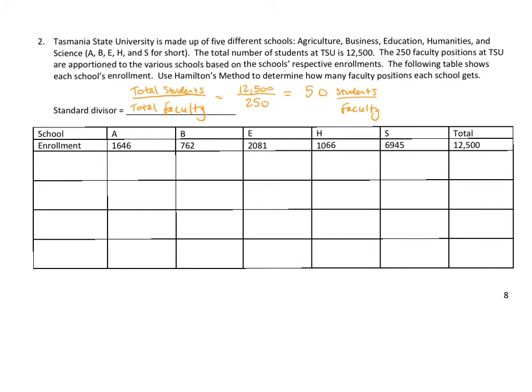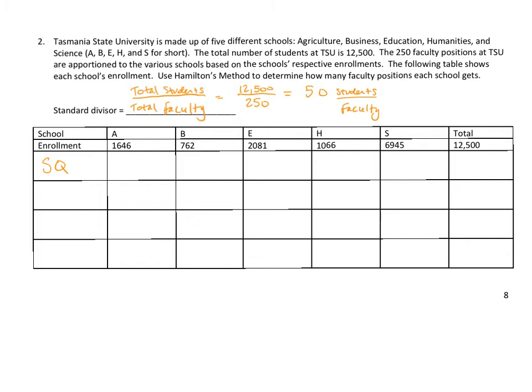Okay, so I did not tell you in this problem what goes in these empty boxes. I'm trying to wean you off of telling you exactly how to do it. So we start with the standard quotas, which is the exact fair share for each school. So we want to see how many sets of 50 students each school has, and give them one faculty position for every set of 50.